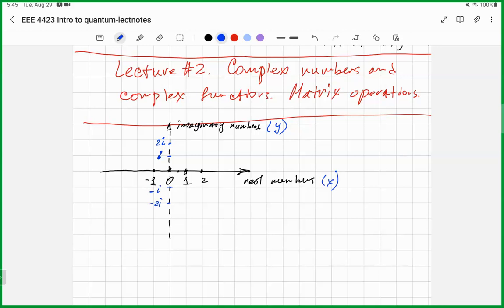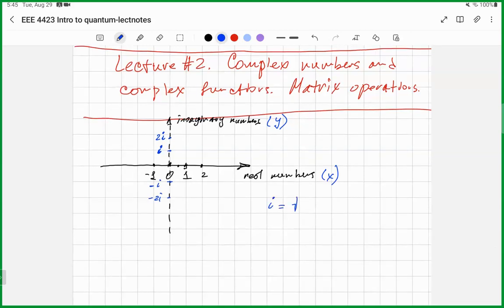What is i here? So the i is introduced as the square root of minus 1, so that if I take i times i, or i to the power of 2, it's equal to minus 1. This is something unusual that we are not used to. If you take the square of any number, you're supposed to get a positive number, but in this case we get a negative number, so it's a little bit unusual.